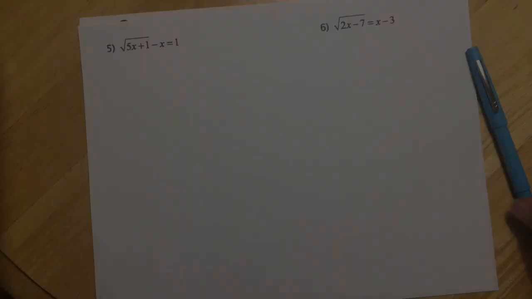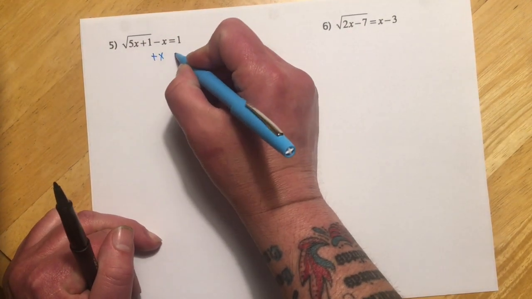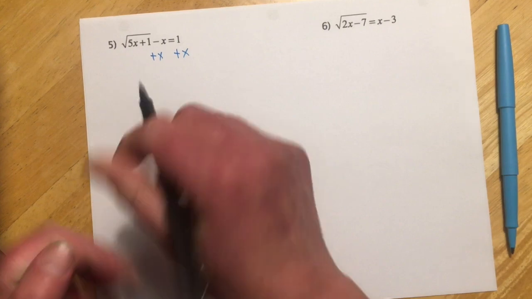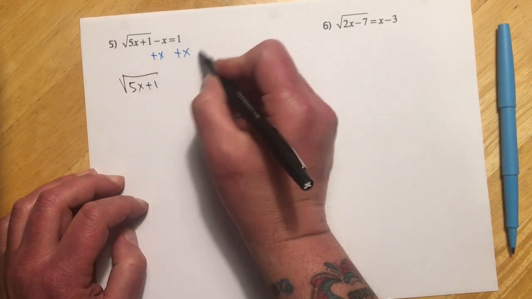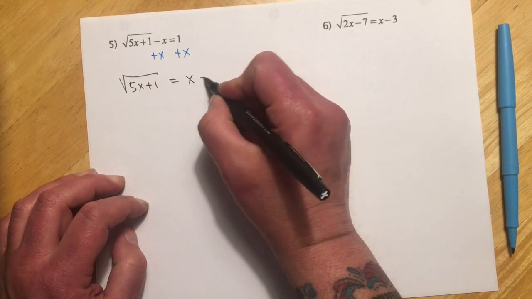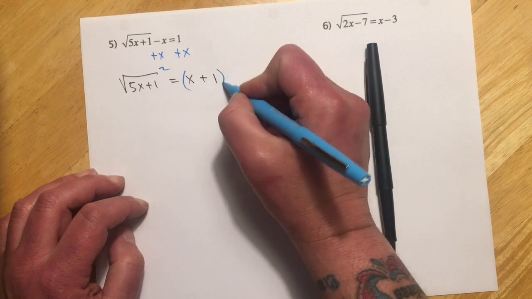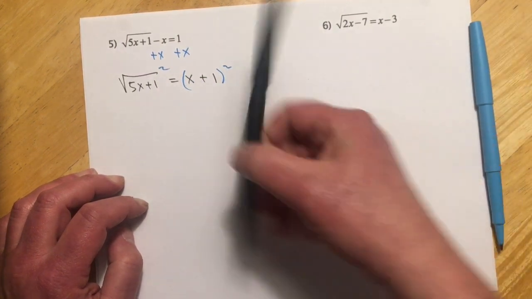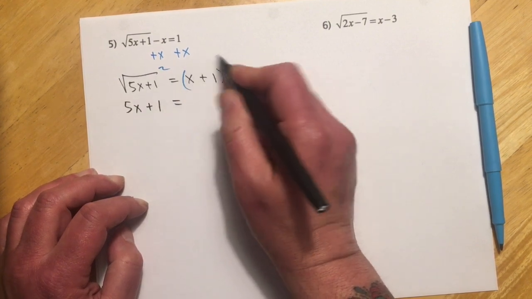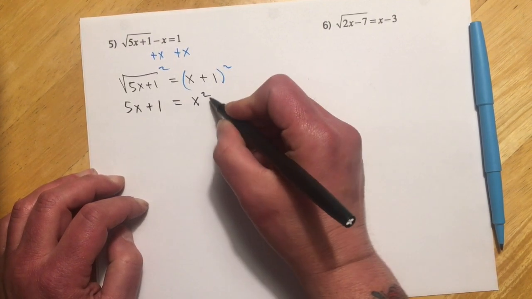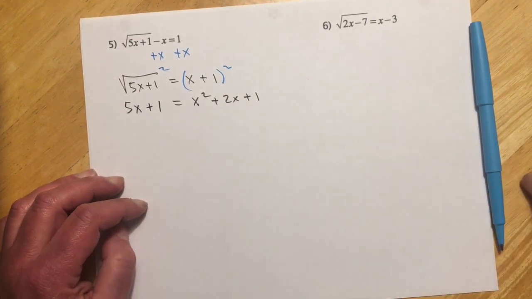Okay, so this one, I want to isolate the radical, so I'm going to bring that x over to this side. I think it'll look better if I write it this way. 5x plus 1. Instead of 1 plus x, it just feels backwards, so I'm going to write x plus 1. And then I will square both sides of that. So that's going to get us 5x plus 1 over here. And this is that same FOIL, so it's x squared plus 2x plus 1.